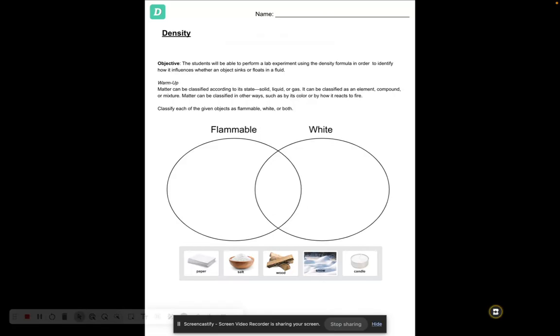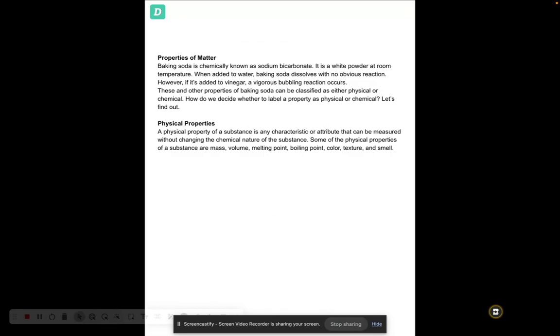Okay, so for the first part in here, you see the two circles, right? In the first part, you look at the right side, it says white, and the left, flammable. You're going to look at the ingredients or materials that you have there at the bottom. You're going to tell me whether they're white or flammable or actually both. In here, just make sure that you understand that you have baking soda. Baking soda, when we're talking about chemistry, is the same thing as sodium bicarbonate, okay, which is a white powder at room temperature.